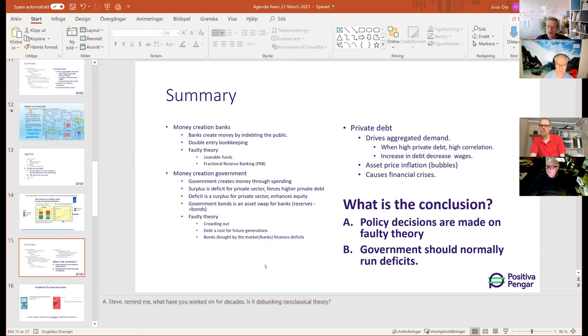So let's see, what is the conclusion of what you said so far, if I try to make it very easy? So policy decisions are made on faulty theories. That's what you're showing on your lecture today, right? Yep. Okay. And government should normally run a deficit. Yep. Okay. So do we need to spend like 1 hour and 20 minutes to get to that conclusion?